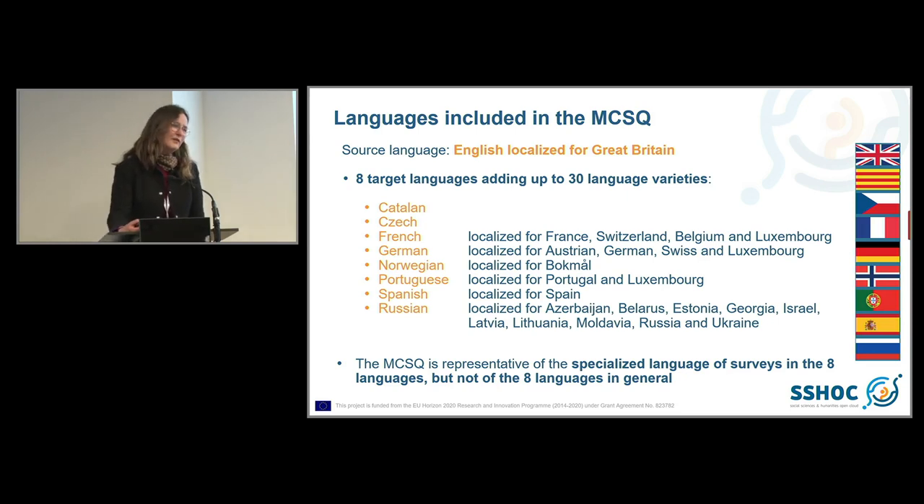These are the languages included. As I said, the source language is English, localized for Great Britain. We have 8 target languages and 30 language varieties. And a language variety is the way a language is used in a different country or a different region. Meaning that in French, for instance, we have French localized for France, for Switzerland, for Belgium, and for Luxembourg.